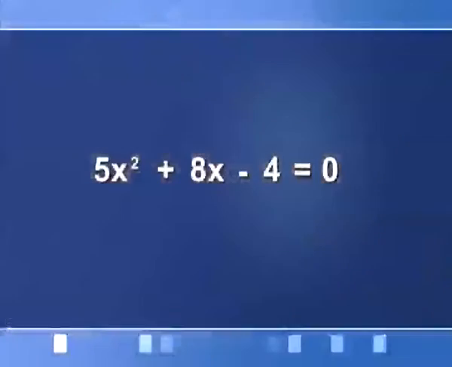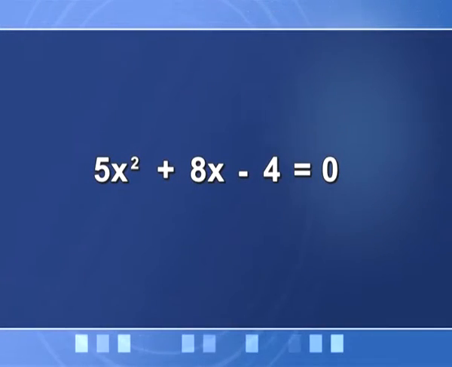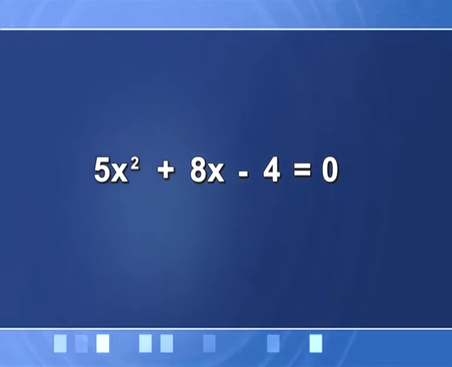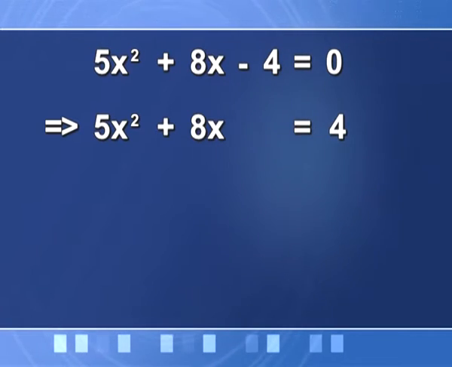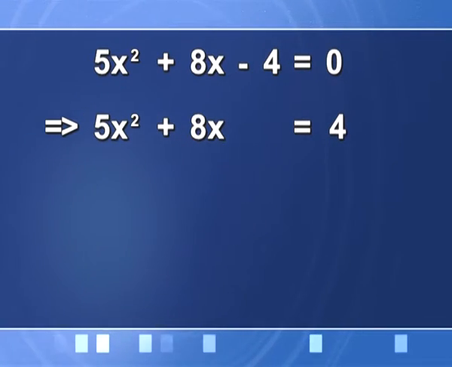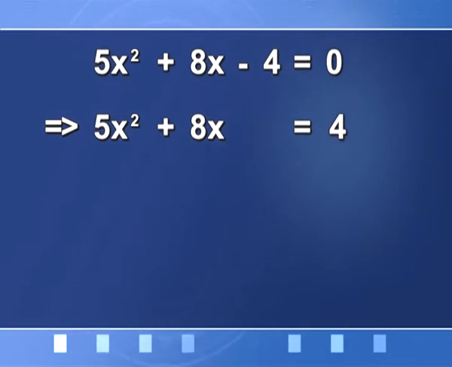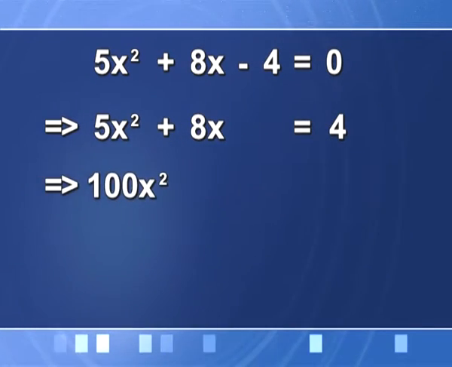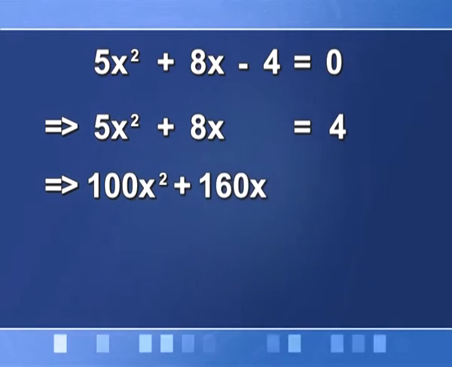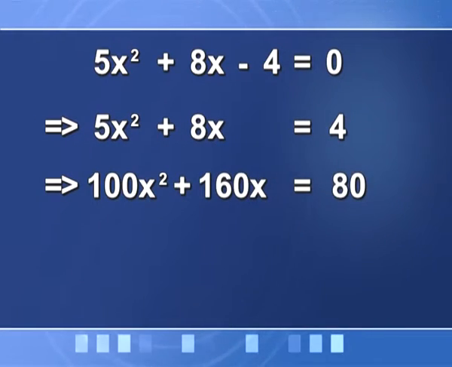Take the case of this equation, 5x square plus 8x minus 4 is equal to 0. First step, shifting c to the right hand side, instead of c I am having minus 4. So, shifting to the right hand side, I get 5x square plus 8x is equal to 4. I multiply with 4a, a here is 5. So, I multiply with 20. Multiplying with 20, I get 100 x square plus 160 x is equal to 80.